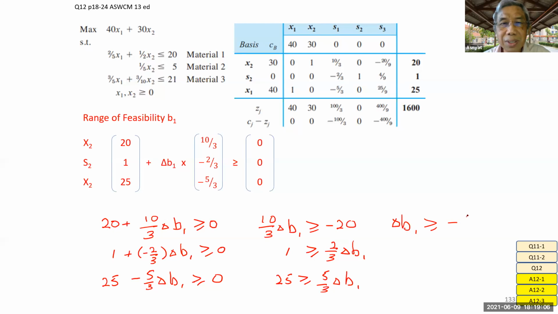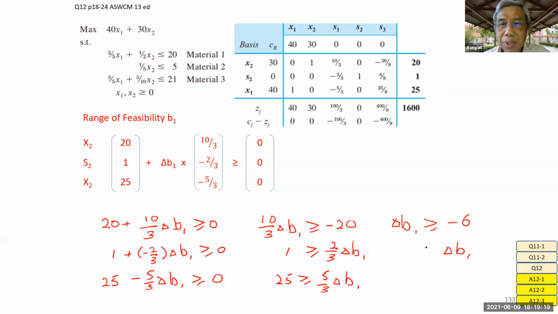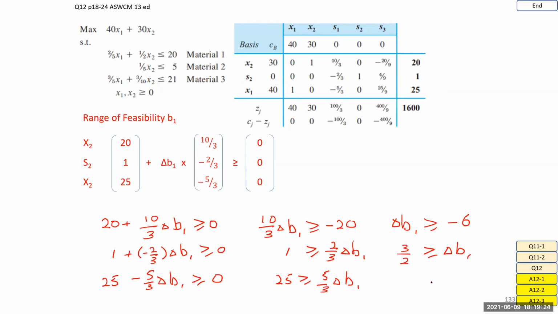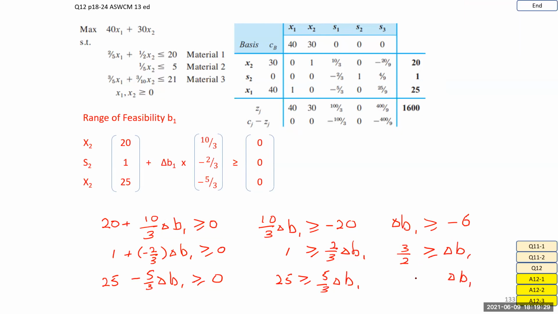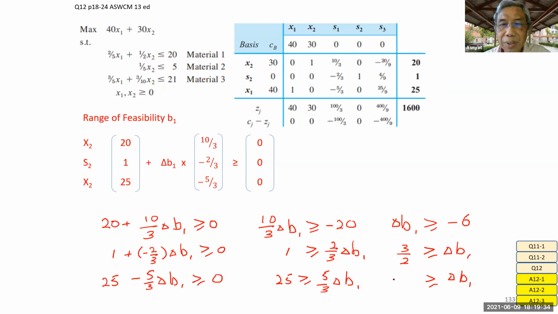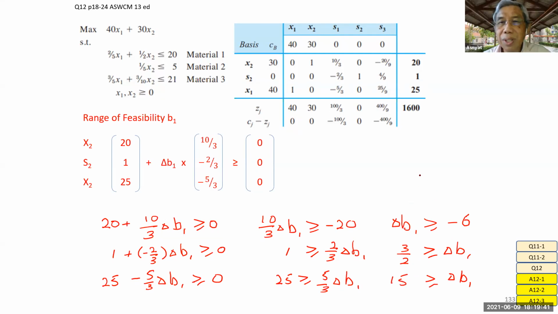Negative 6 or 6? 6. The second one is delta B less than 3/2. Delta B1 should be more than 3/2. Okay, the third one, delta B1 is less than or equal to 15. Yes, 15. So now we have the amount of change in B1.